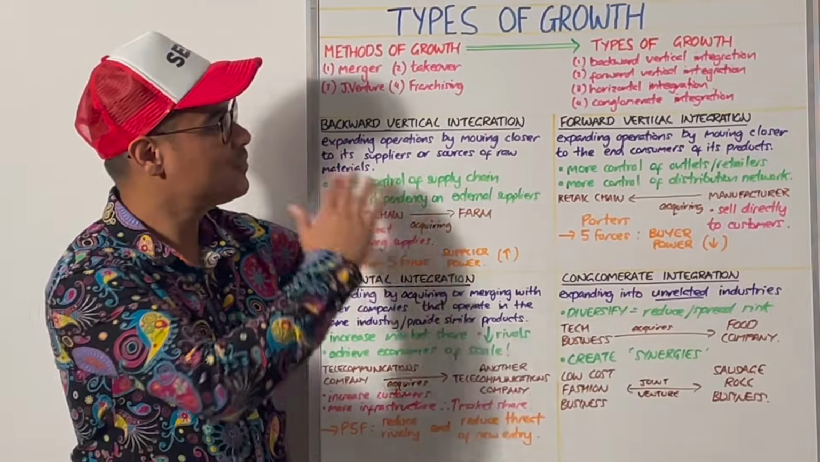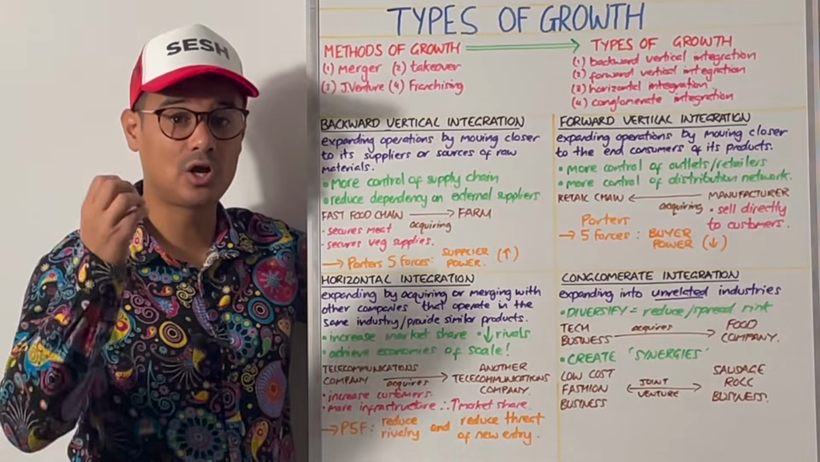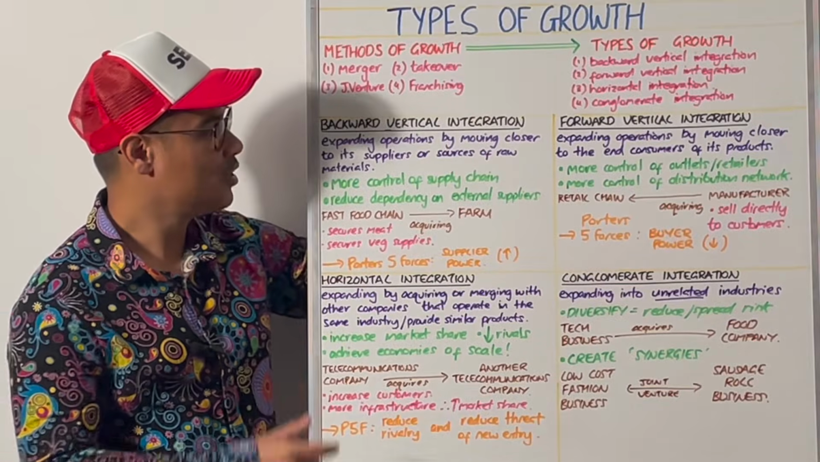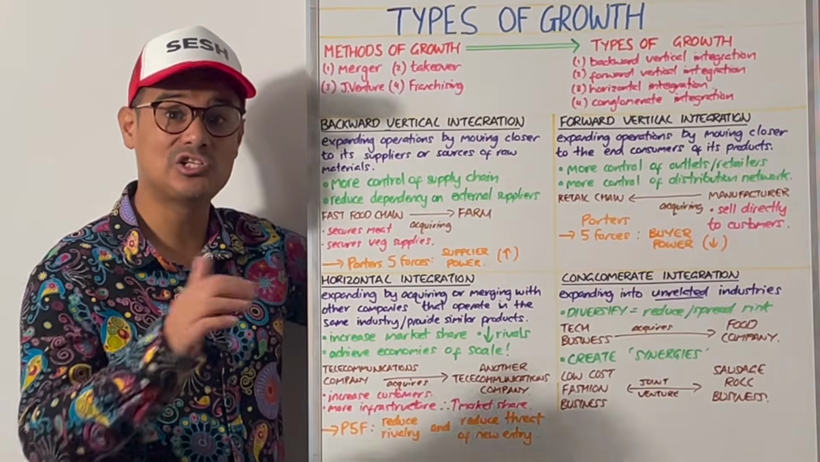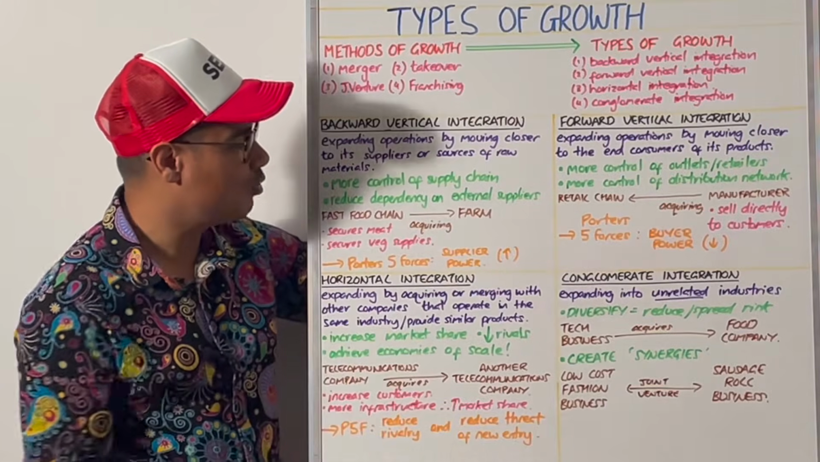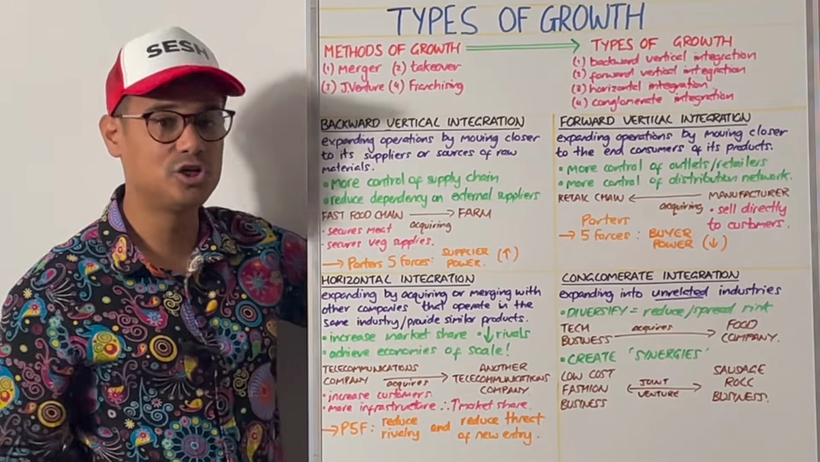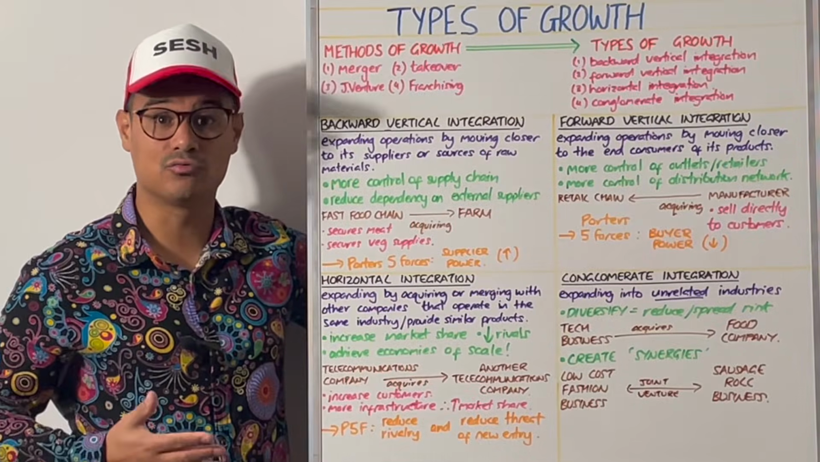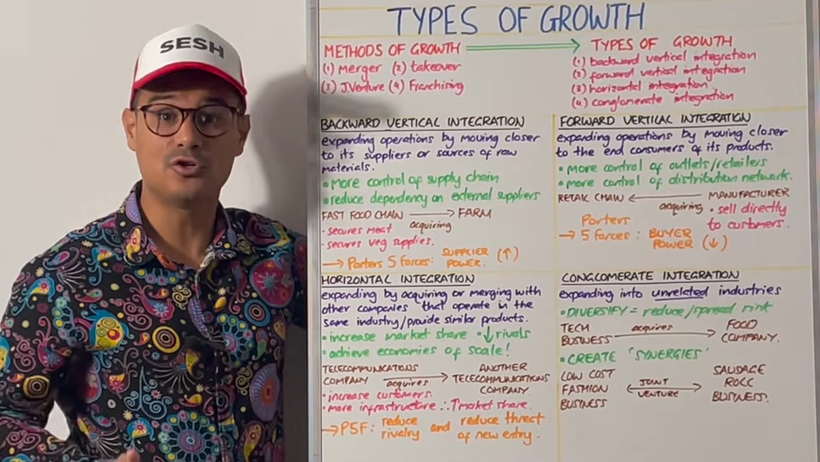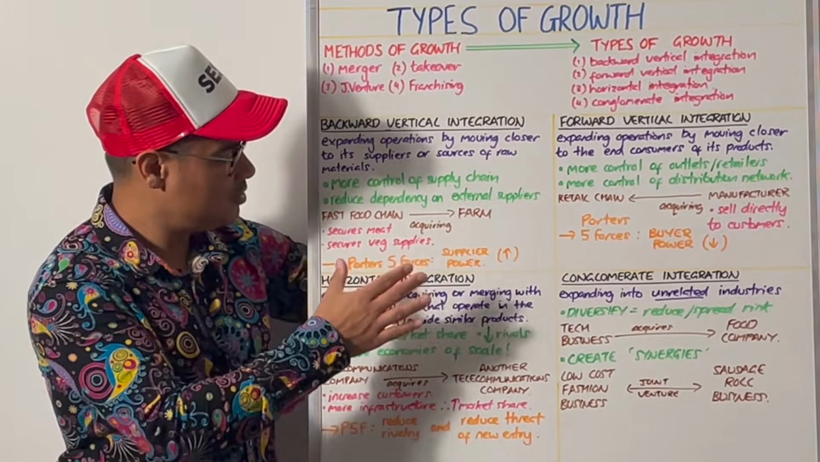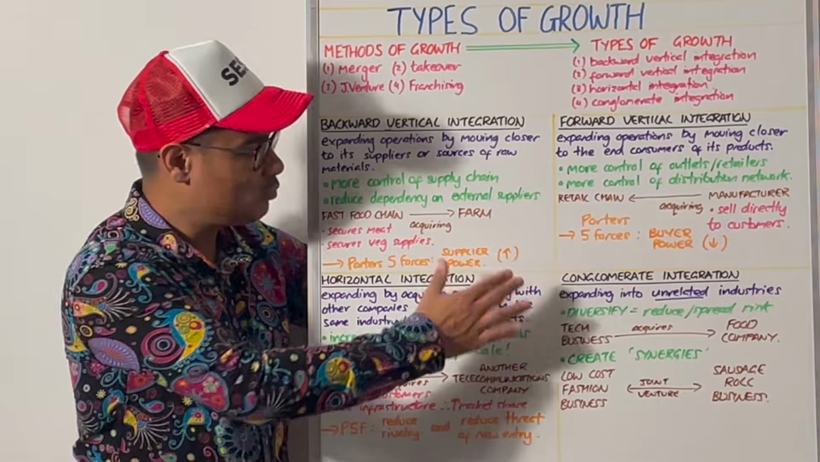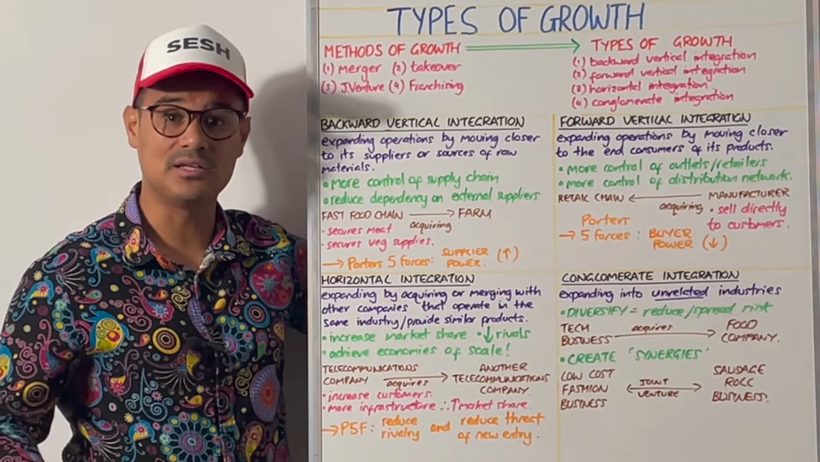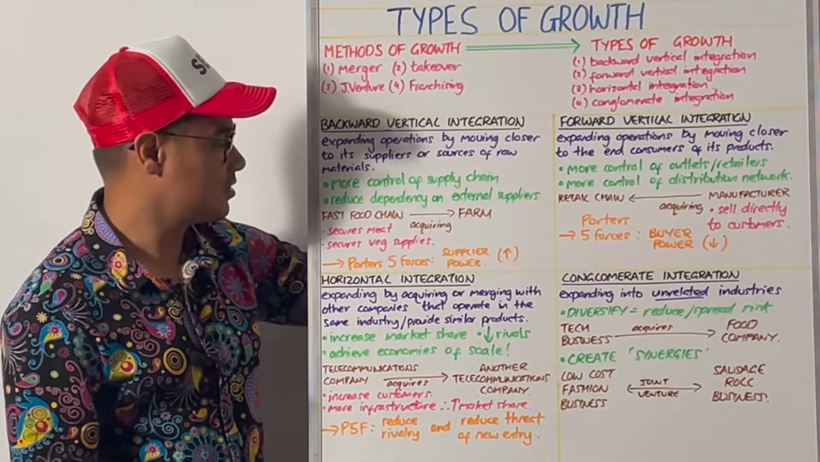Backwards vertical integration is expanding operations by moving closer to its suppliers or the source of raw materials. The reason why you do that, why you would essentially secure your supply chain, is to have control over your supply chain and additionally reduce dependency on external suppliers. External suppliers that could restrict supplies to you or could in the future increase your prices. So that loops beautifully with Porter's 5 forces because it will increase your supplier power and therefore help improve the profitability of your business or the industry if it's Porter's.